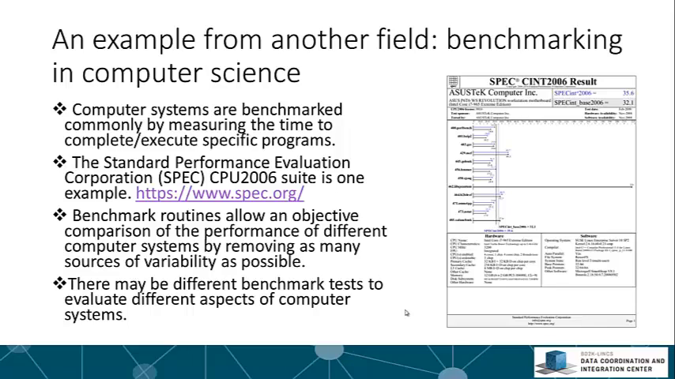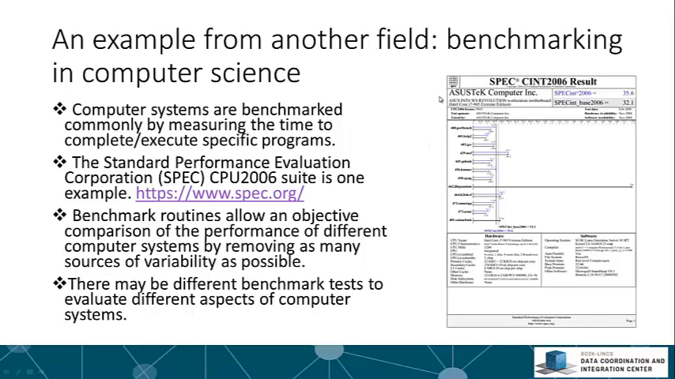I thought we might start our look into benchmarking by examining benchmarking in a completely different field, in the field of computer science, where benchmarking is quite well developed. Computer systems are usually benchmarked by measuring the time required to complete specific computer programs. A good example of this is the Standard Performance Evaluation Corporation CPU 2006 suite. You can read more about that at the website indicated here.